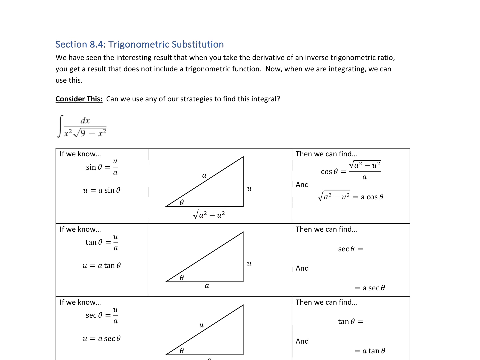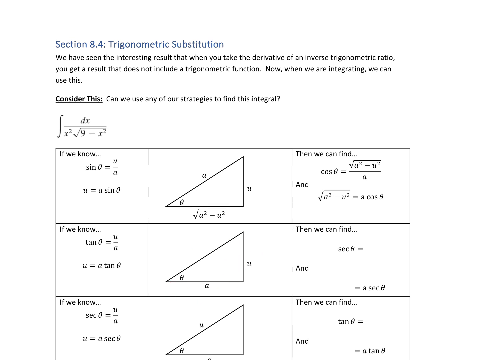Well, we can use this triangle. We can say the cosine is the square root of a squared minus u squared over a. Or we could rearrange this to say the square root of a squared minus u squared is a cosine theta. If we involve tangent here, tangent is u over a. Well, we get this triangle here.